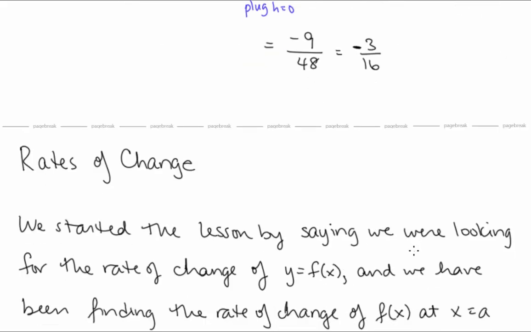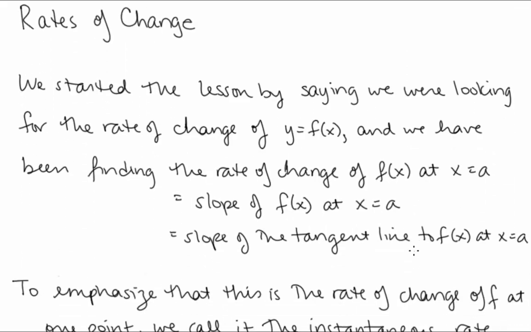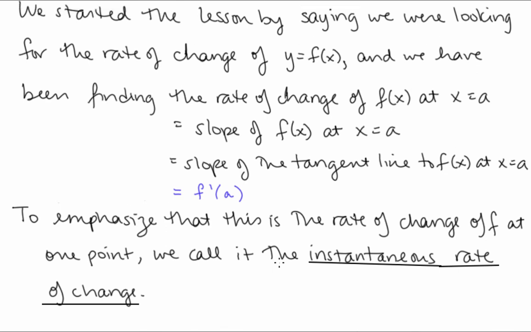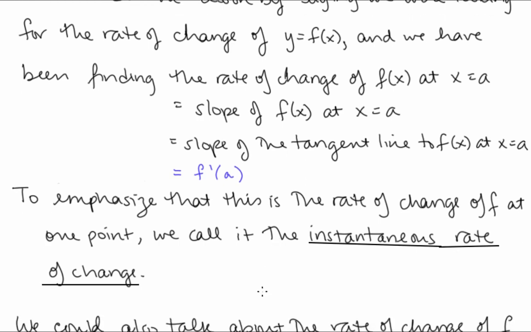Now let's take a look at rates of change. We started the lesson by saying we were looking for the rate of change of y equals f of x, and we have been finding the rate of change of f at x equals a, which we also know is called the slope of f of x at x equals a, also called the slope of the tangent line to f of x at x equals a, and also called f prime of a, the derivative of f at x equals a. And to emphasize that this is the rate of change of f at one point, we call it the instantaneous rate of change.